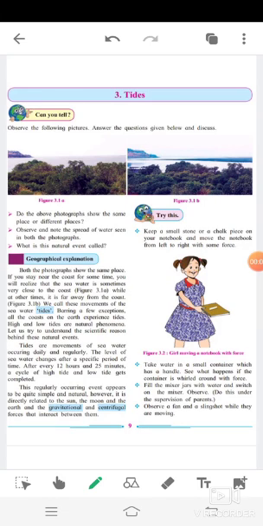Today I am going to teach standard 7 geography, chapter number 3, that is tides. So let's start with the explanation.